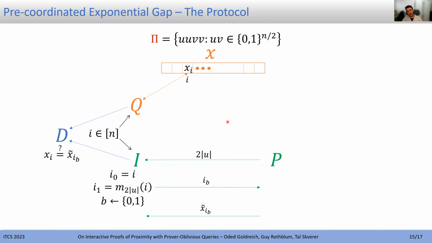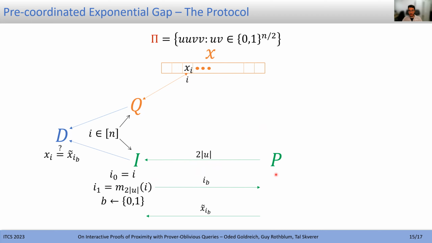In the other direction, if X is far from being in the property, this means that no matter which cut the prover claims to be the correct cut, with high probability over this index I that we sample, I and the matching position of I will point to two different bits. They will not agree because this X is far from being in the property.